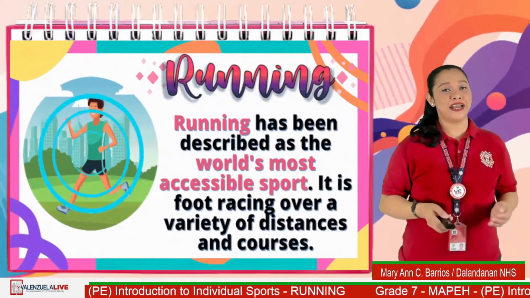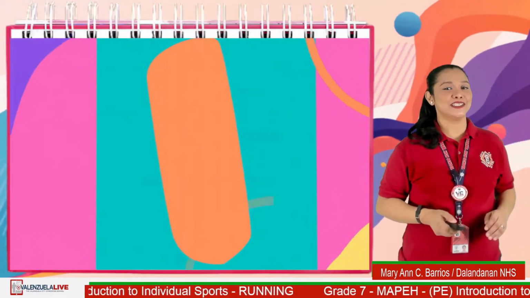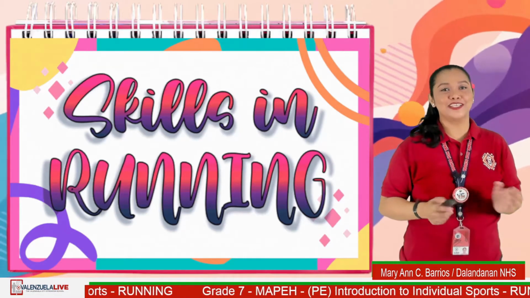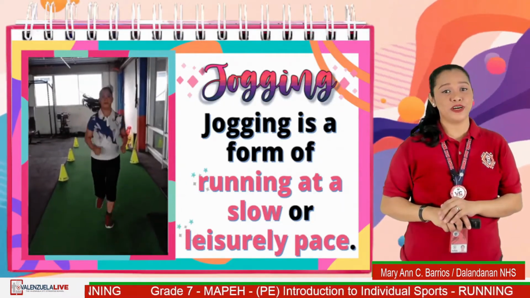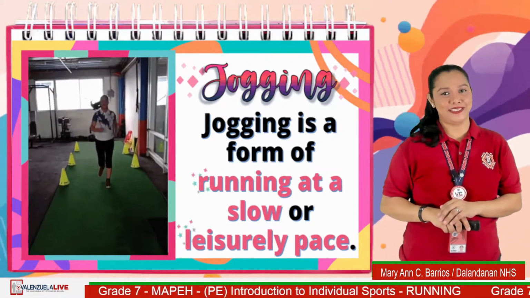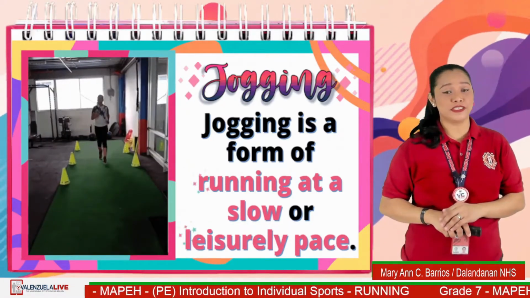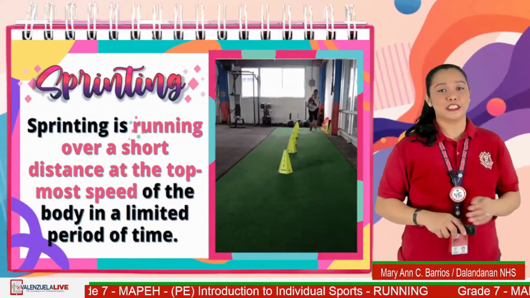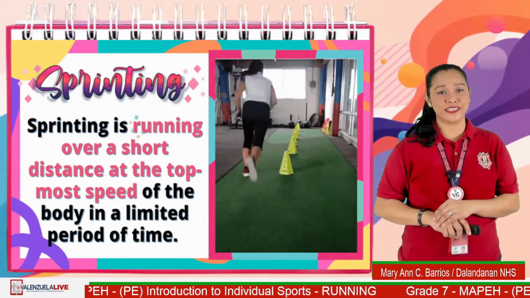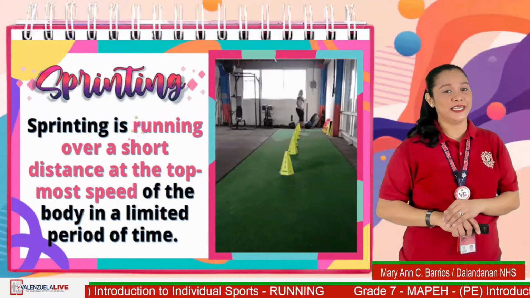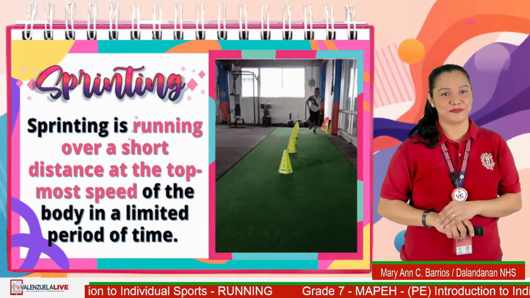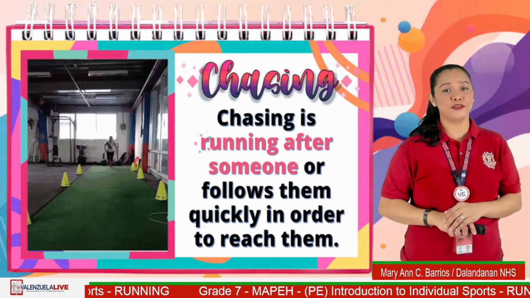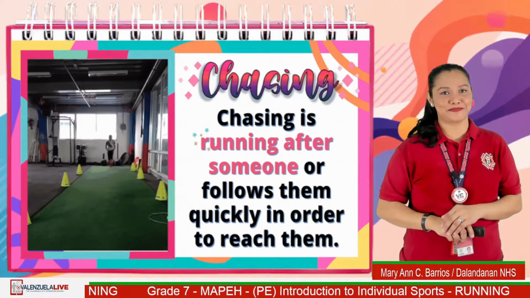After knowing the nature and background of the sport running, let us discuss the skills that involve it. The skills in running include jogging. Jogging is a form of running at a slow or leisurely pace. The main intention is to increase physical fitness with less stress on the body. Sprinting. Sprinting is running over a short distance at the topmost speed of the body in a limited period of time. Next is chasing. Chasing is running after someone or following them quickly in order to reach them.